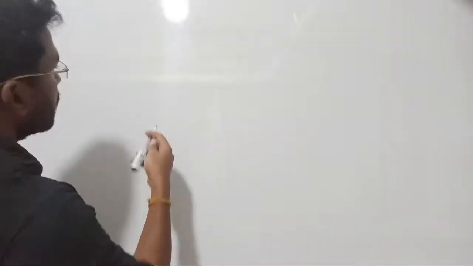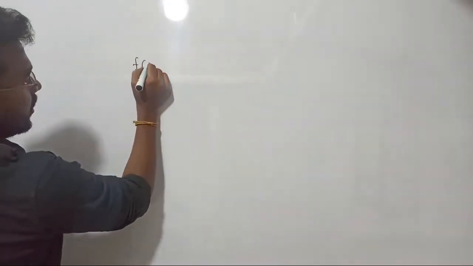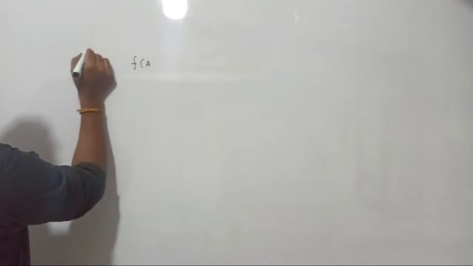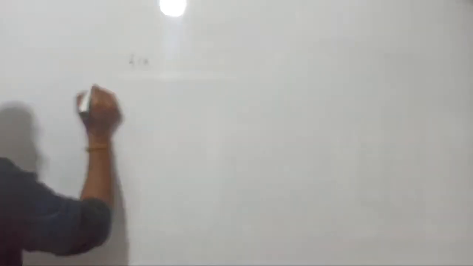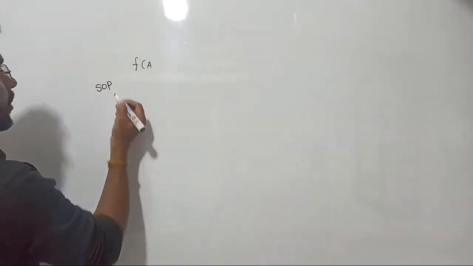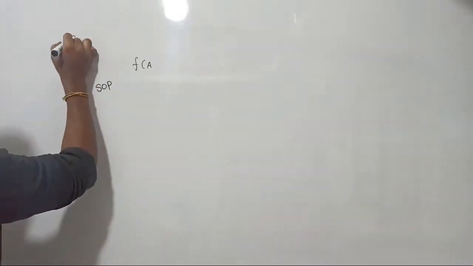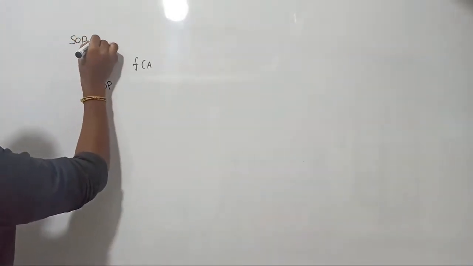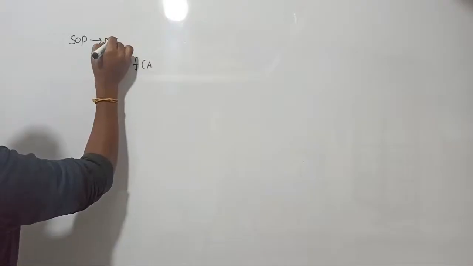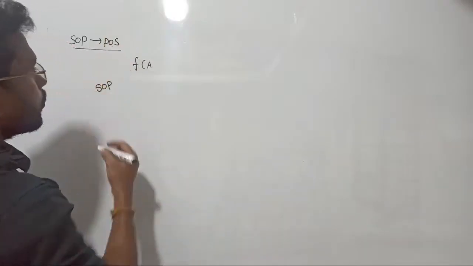So let us write min terms, right? Let us consider three variables. Let me proceed. I am writing the form, that is, we are going to consider sum of product, SOP, and we are trying to write its equivalent POS. We are going to write the answer for its equivalent product of sum, right?